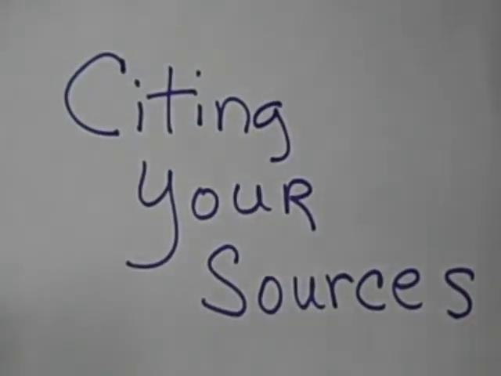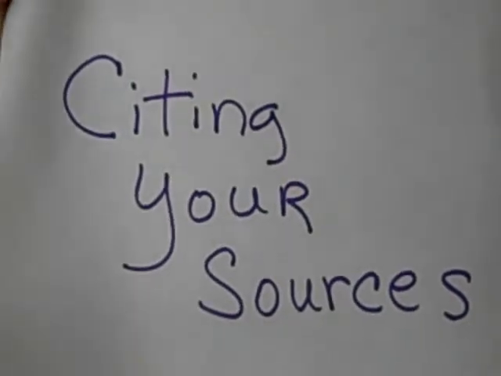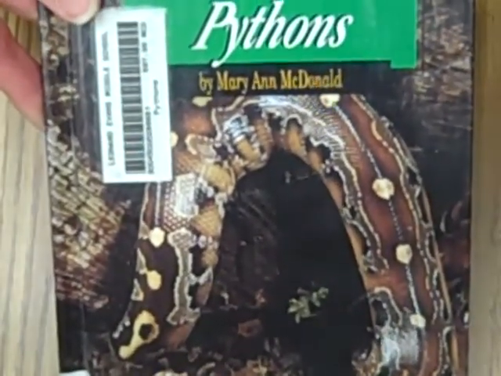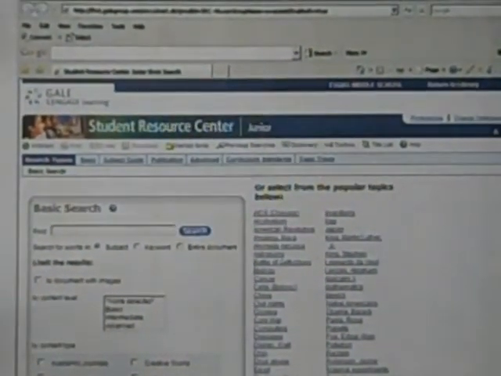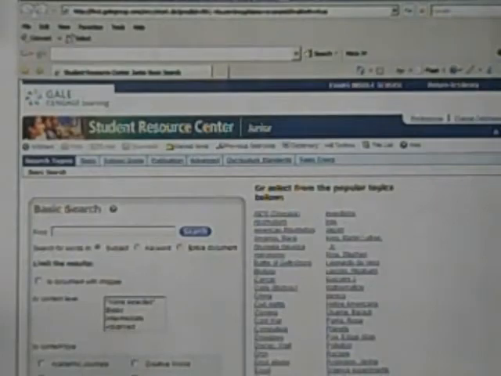What does that mean, citing your sources? Well, a source is where you found your information. For example, for a school project, you may find information in a non-fiction book written by an expert. You could possibly find information on one of our databases, like the Gale Student Research Center, or perhaps the Social Studies database, ABC Clio.